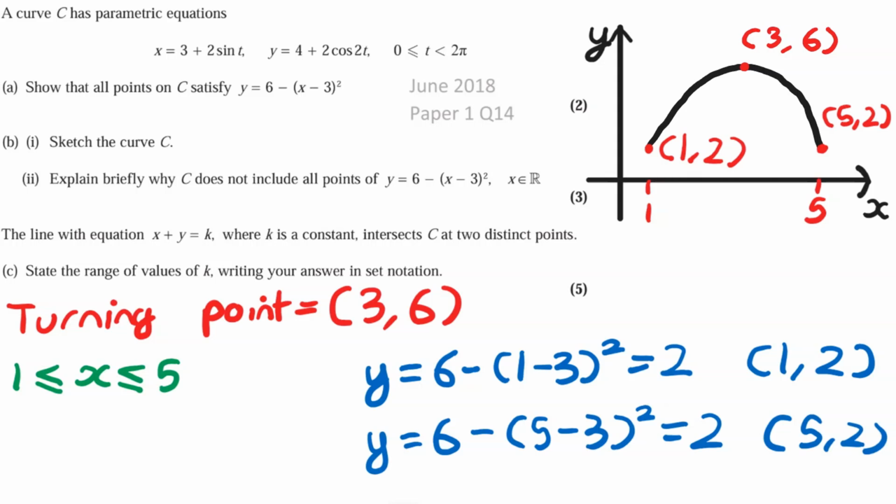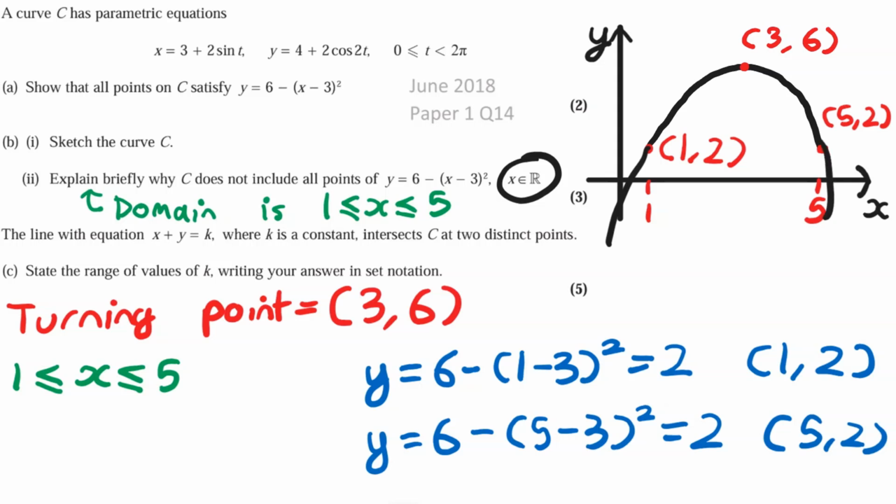And then for the second part, just explain briefly why C does not include all the points of y is equal to this when x is all real numbers. We've kind of already answered this. Just write a statement where for this curve C, the domain is between 1 and 5, whereas here the domain is all real numbers. This graph it's describing would be the same quadratic, but it would keep going for all the real numbers.